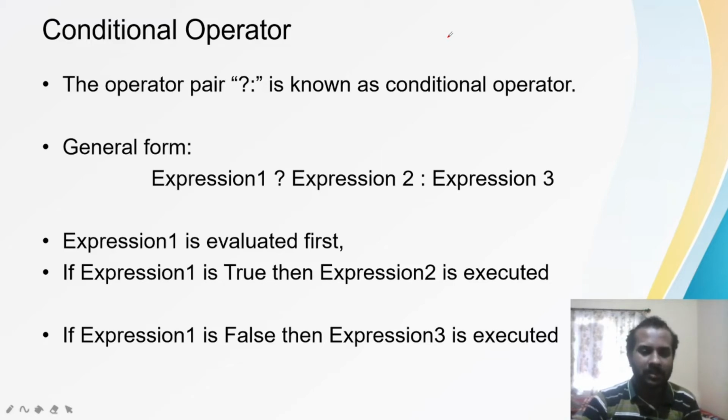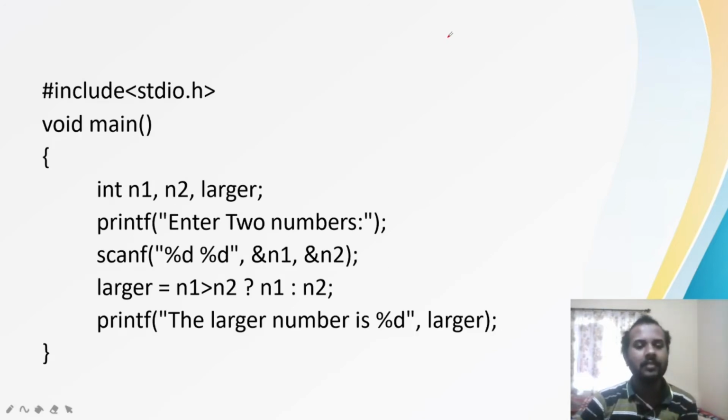If expression 1 is true, then expression 2 will get executed. If expression 1 is false, then expression 3 will get executed. Let us see one example. I have n1, n2, and I have another variable, larger. I am trying to check which is the largest number.